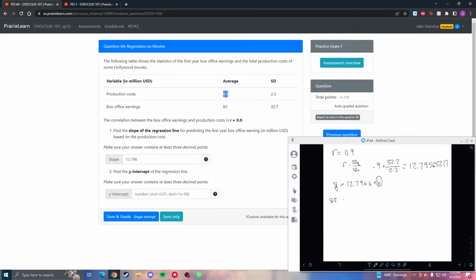So 83 is equal to 12.796 times our 8.8 plus b. Solve for b. I might have done something wrong, but I don't think I did. Let me just double check. Okay, no, I didn't. So we get minus 29.602.